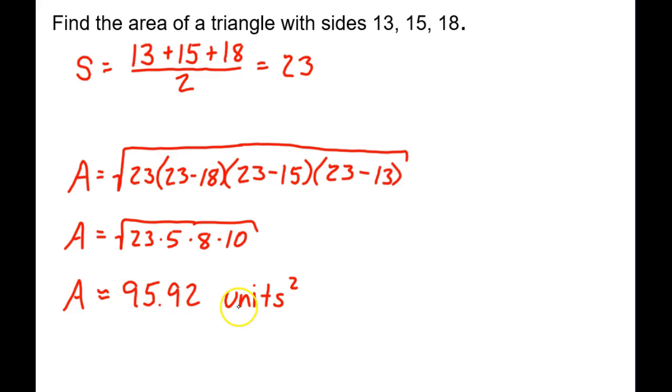So that would be the area of a triangle that had side lengths of 13, 15, and 18. That's utilizing Heron's formula. You're finding the semi-perimeter, and then using that and the three sides of the triangle, plugging that into the formula and just simplifying.